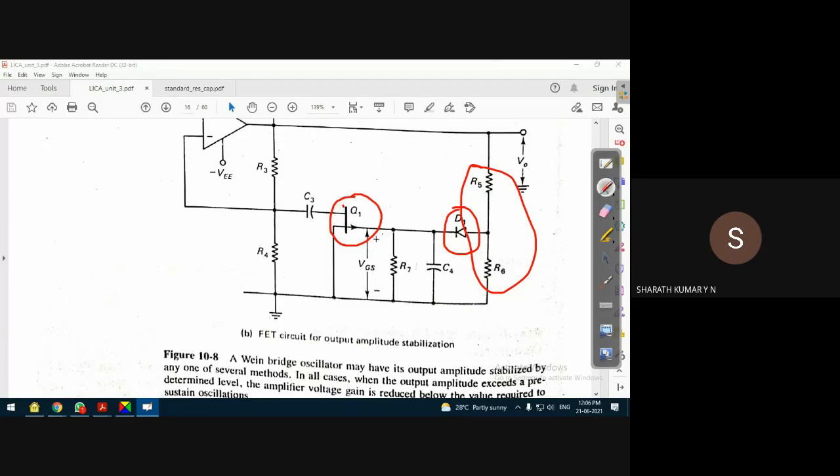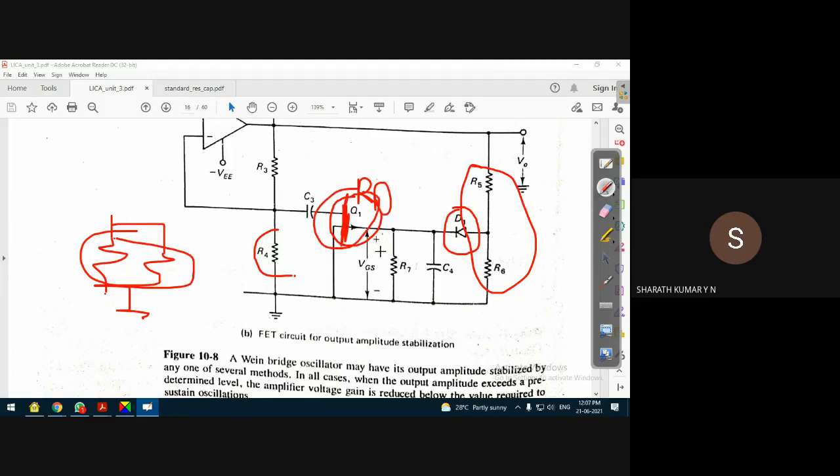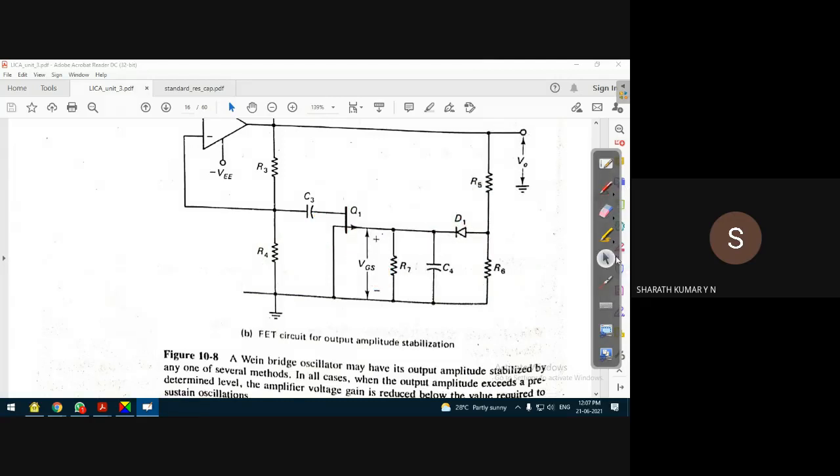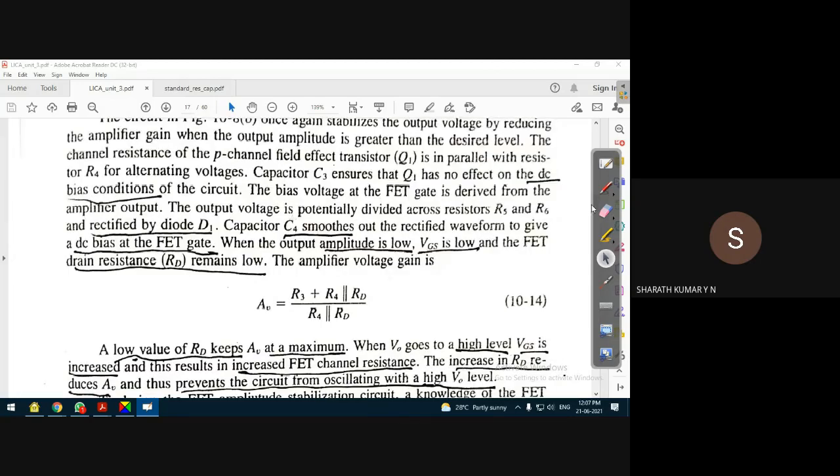Thereby there exists a channel resistance. This resistance RD comes in parallel with resistor R4. So two resistors are in parallel, and hence the effective resistance varies depending on the value of the channel resistance, which in turn depends on the biasing voltage VGS. So all these factors have to be considered. What about capacitor C4? This helps in smoothing out the rectified output waveform to give a proper DC bias to the field effect transistor.